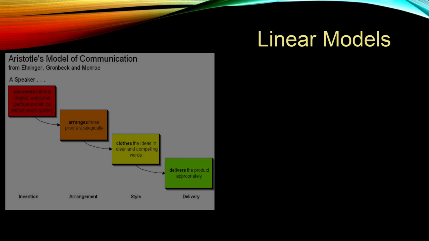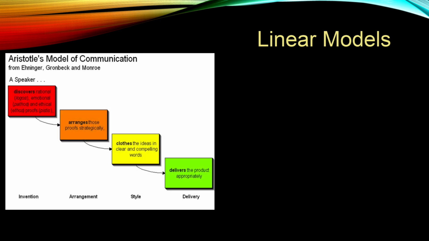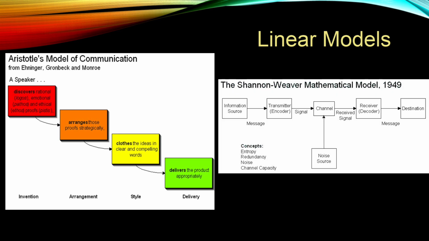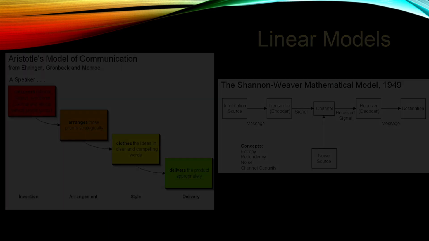The linear model was first described by Aristotle 2,500 years ago. It stayed pretty much the same until the 1940s when Claude Shannon added noise to the model and provided the math and logic to reduce noise's negative influences.